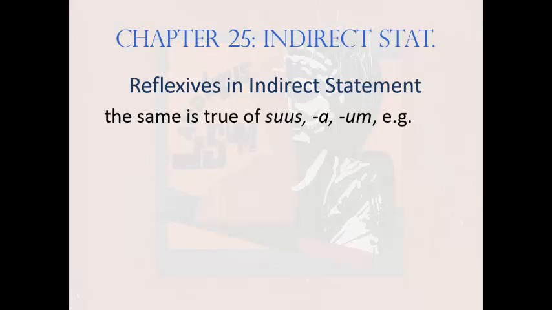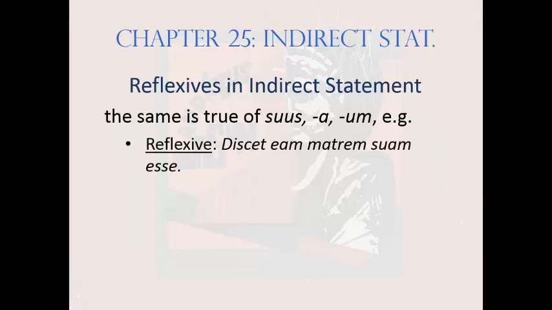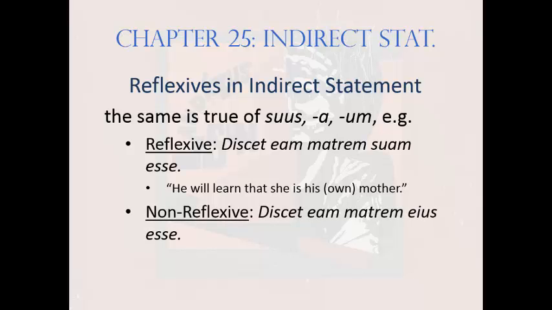The same principle holds true for the reflexive possessive adjective suus, -a, -um. Discet eam matrem suam esse. He will learn that she is his, meaning his own, mother. Here his must refer back to the subject of the main verb. The non-reflexive counterpart of this statement would be discet eam matrem eius esse. He will learn that she is his, meaning someone else's, mother.